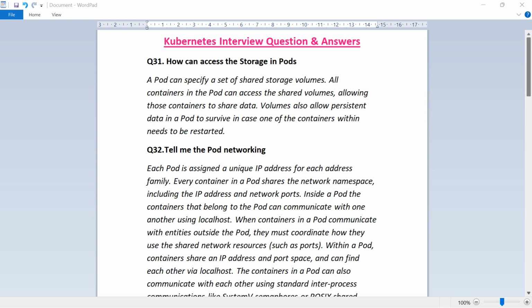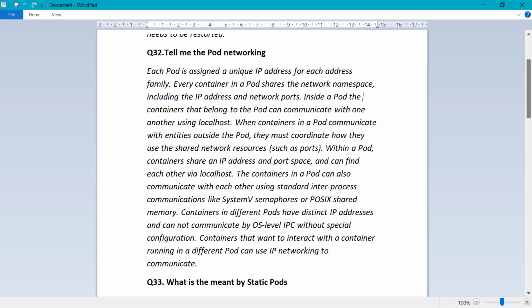Tell me the pod networking. Pod networking is very important. Each pod is assigned a unique IP address for each address family. Every container in a pod shares the network namespace, including the IP address and network ports. Inside a pod, the containers that belong to the pod can communicate with one another using localhost.